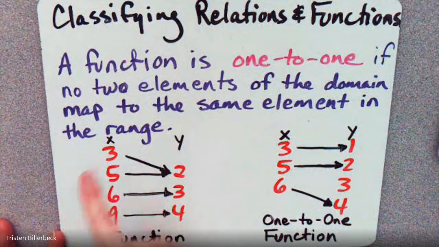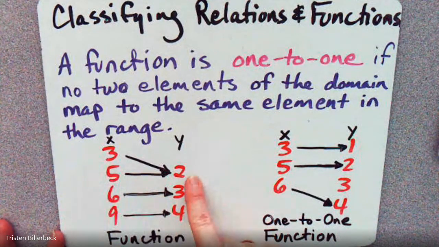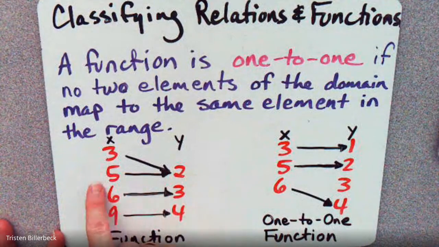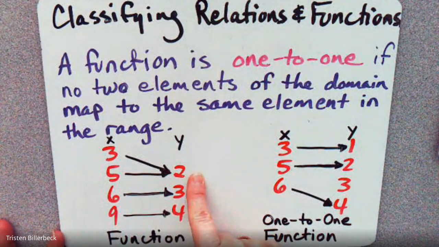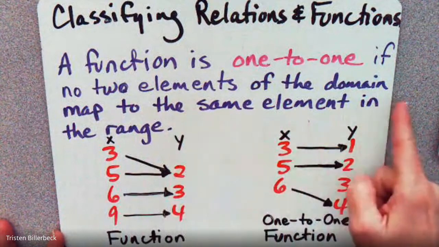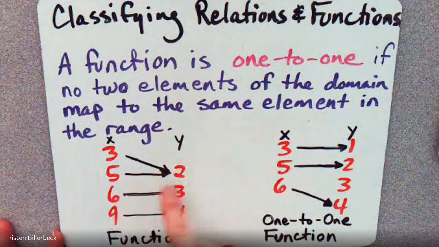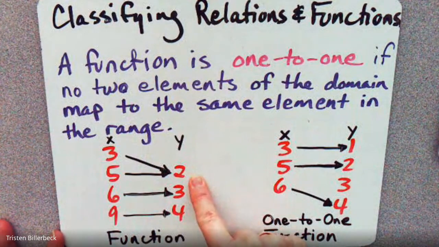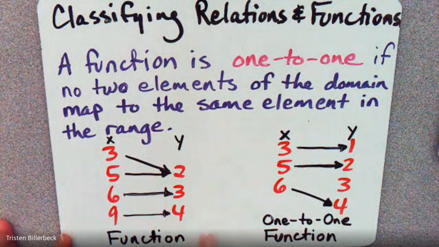If we see that our domain elements, this element is mapping to 2. And this element 5 is also mapping from the domain to the range of 2. So it says no two elements of the domain map to the same element. Because these two map to the same element in the range, this function is not one-to-one.